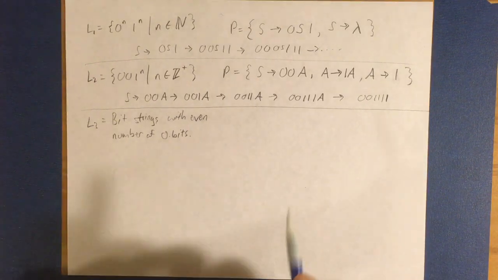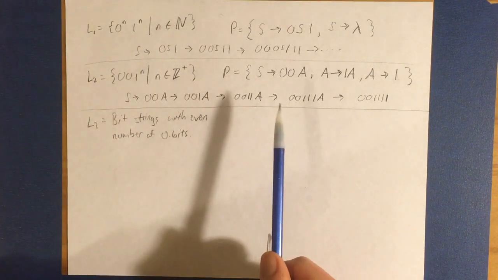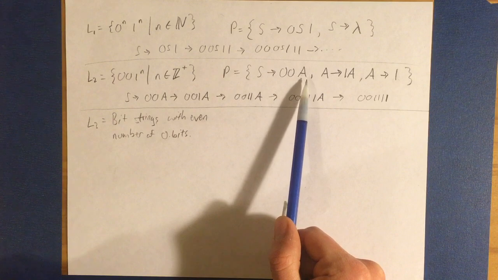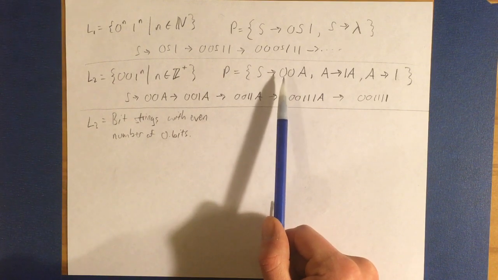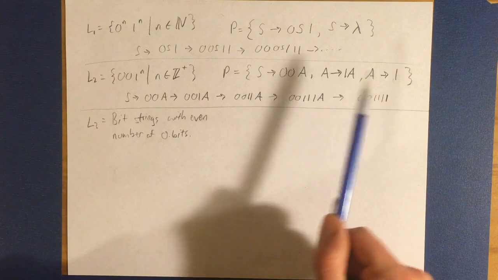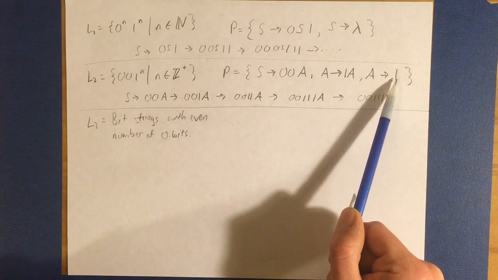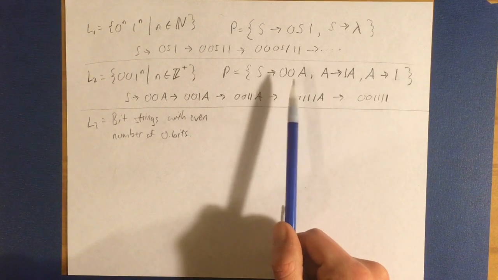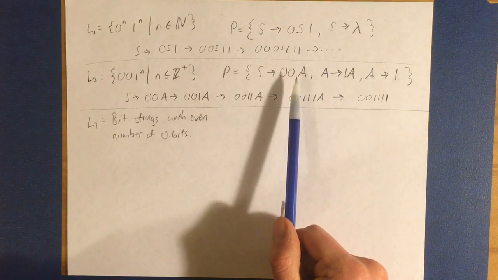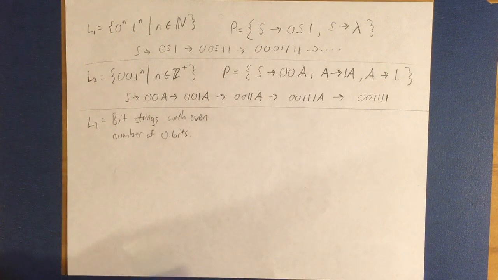Another way that you could do this is, instead of doing a 0, 0A, you could insert the 1 that you need right here and do a 0, 0, 1A, and then have A replaced by lambda to stop the process. Then that minimum 1 that you need would already be there. So that would be another alternative answer you could have come up with to generate this language.